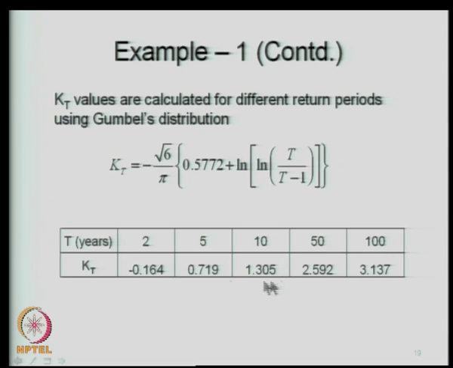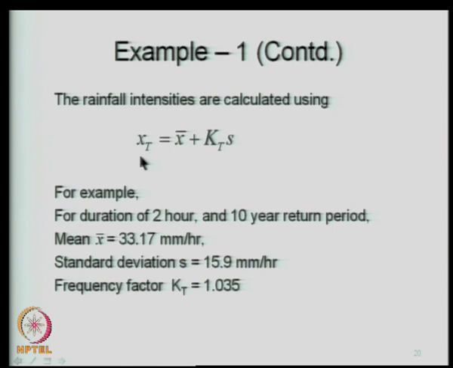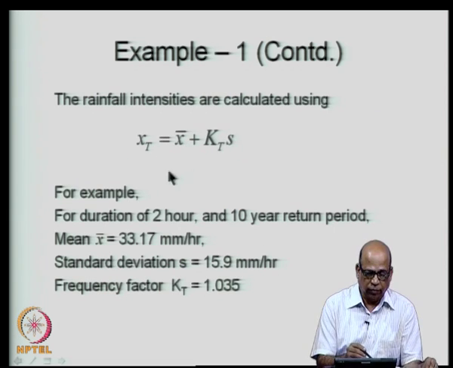We use these KT values to obtain the associated XT values now. So, XT is equal to x bar plus KT S. We know the KT value corresponding to a return period. For a specified duration, we know what is x bar and S. For that specified duration, we get the XT.